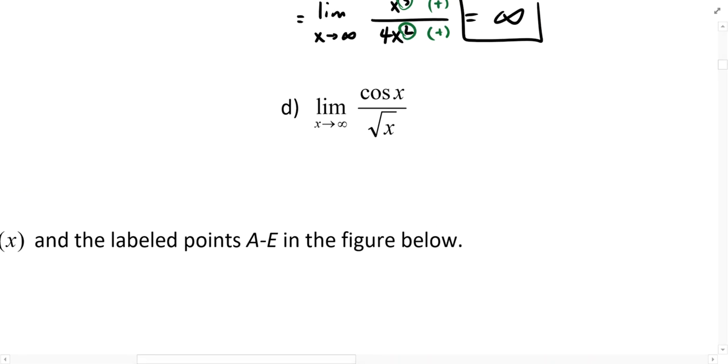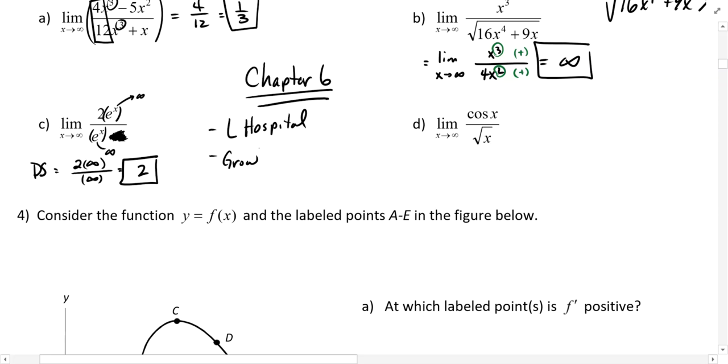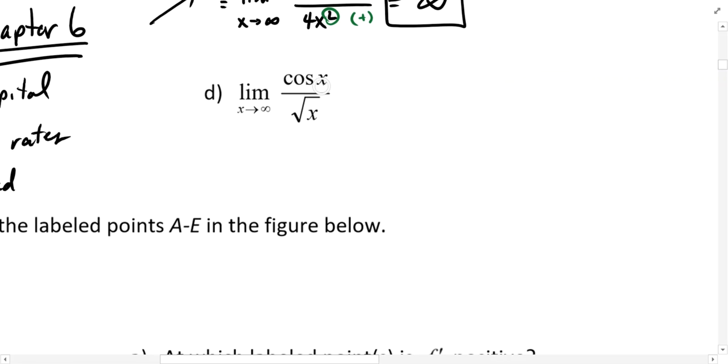Now a couple of these techniques are formalized in our textbook, and we didn't spend much time talking about them, but if you would like to find the formal descriptions as to why some of these techniques work, take a look at Chapter 6. That's where L'Hopital's rule was introduced, as well as this notion of growth rates. That's essentially what we use to answer B and C. And then also what we're going to use for part D, this notion of a bounded limit.